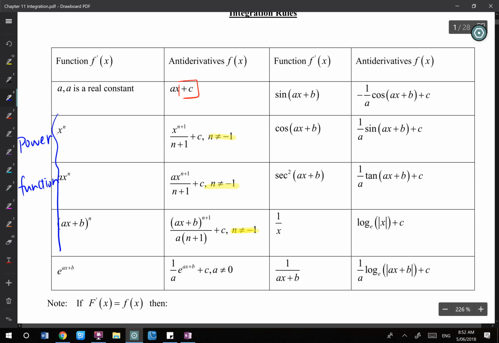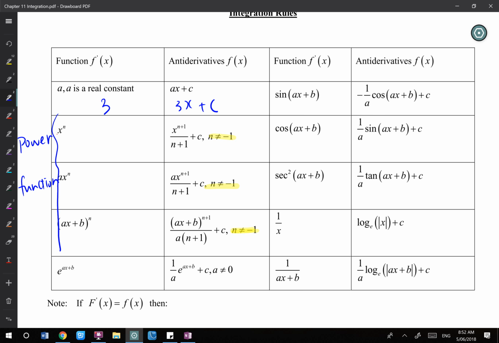The first one is very simple. The first one is A, where A is a real constant. It's just A, say it's 3. So we'll have 3x and then plus C. 3 will directly become 3x because when you diff a linear, you get a constant, so a constant will go back to a linear. So 3 will go back to 3x, and then remember the plus C.